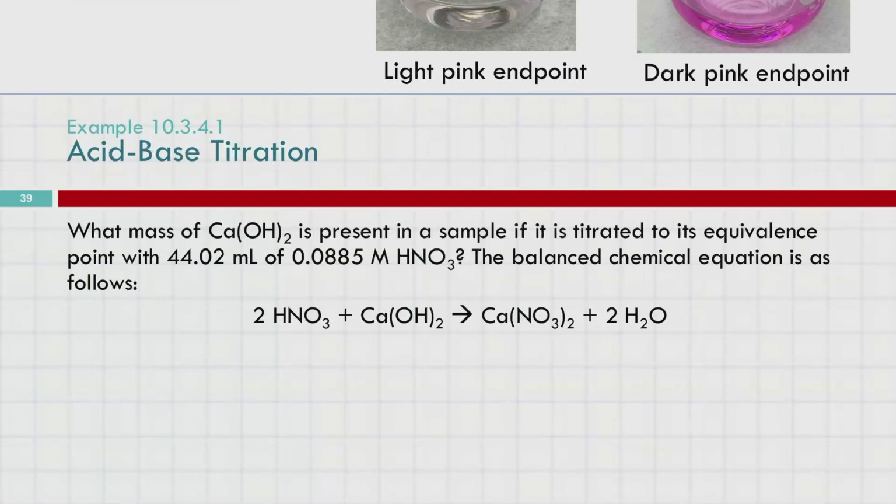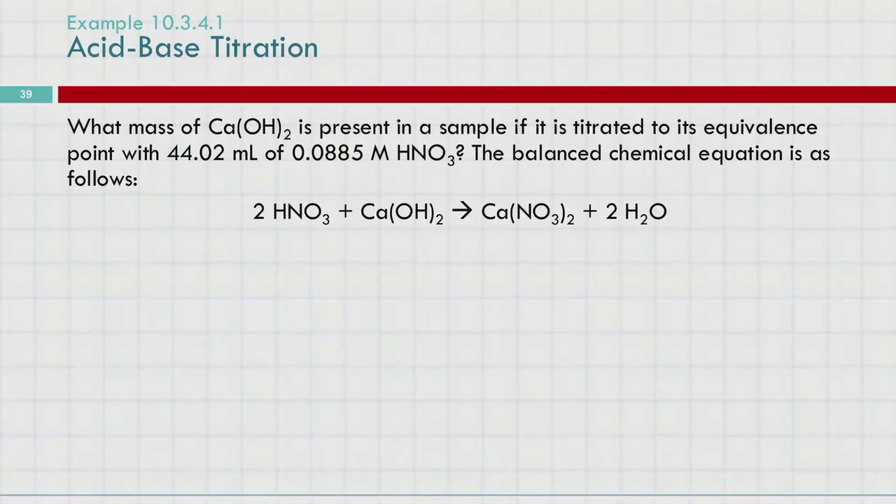Okay, so here's what a calculation for an acid-base titration might look like. In this case, we've got calcium hydroxide. So we are trying to find a mass of calcium hydroxide present in a sample if it is titrated to its equivalence point.